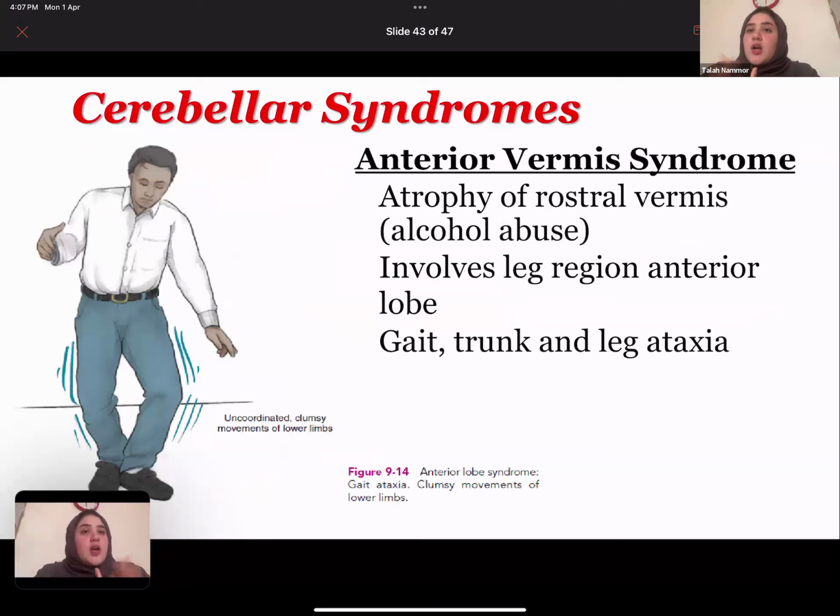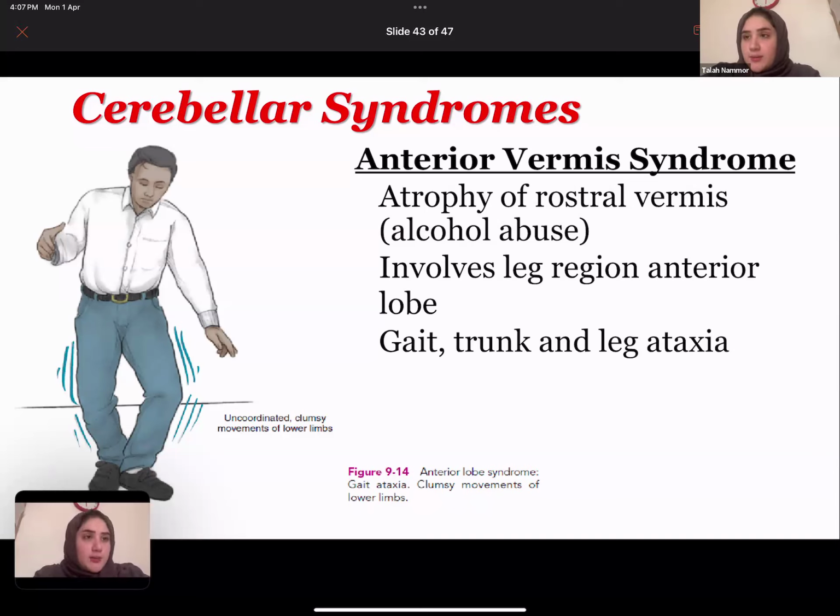Hello. Lastly, we're going to talk about cerebellar syndromes. Cerebellar syndromes are syndromes that happen due to an infarct, an ischemia, or damage to whatever part of the cerebellum. We're starting off with the anterior vermis syndrome. Anterior vermis syndrome usually happens because of alcohol abuse.